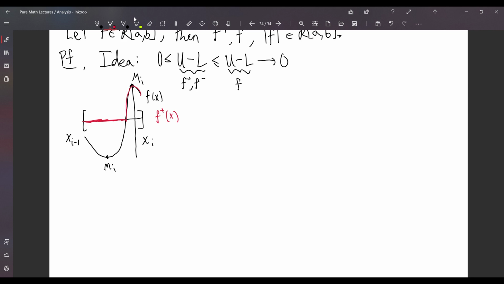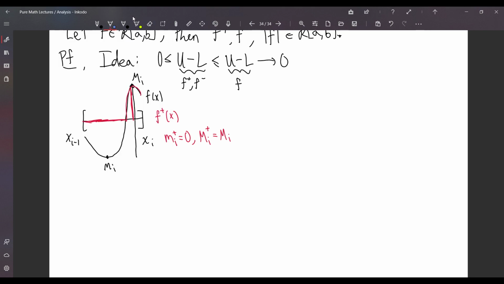And so little m sub i for the f plus is going to be 0, whereas big M sub i for the f plus is the same as the normal capital M sub i for f. And so the contribution for the upper minus lower sum is this distance here, which is, of course, less than or equal to the contribution for U minus L for f of x.